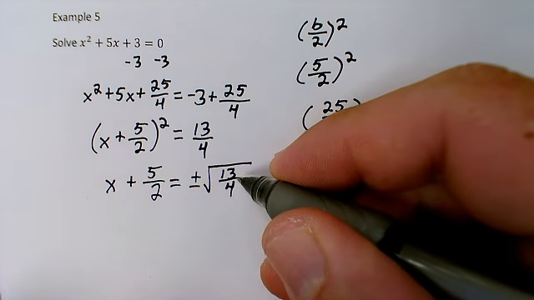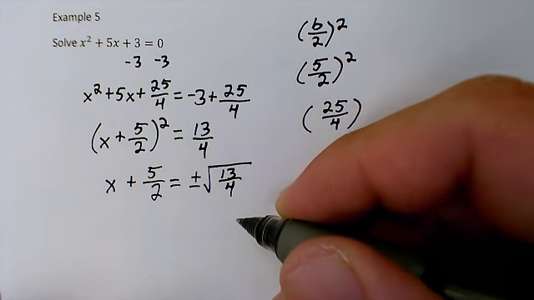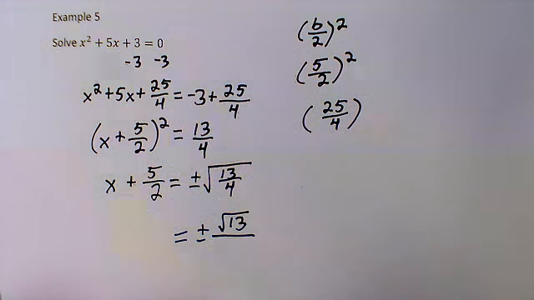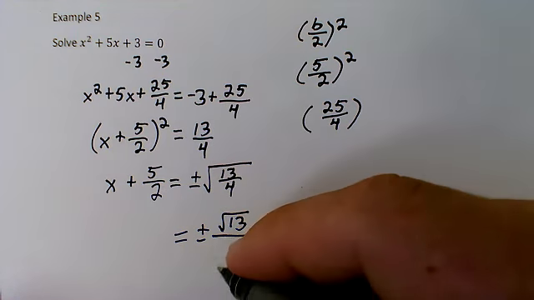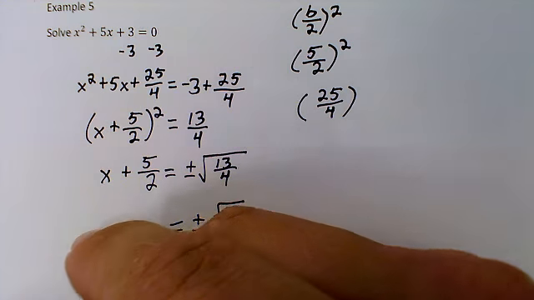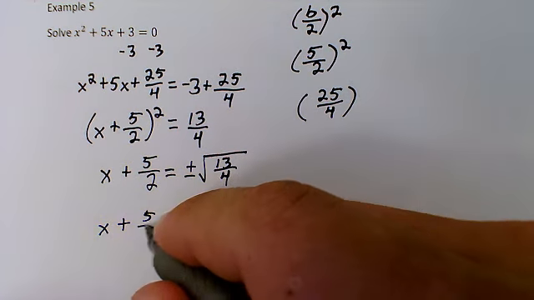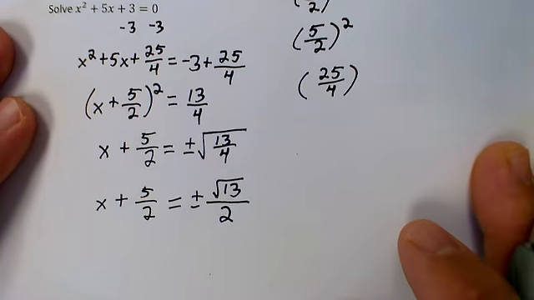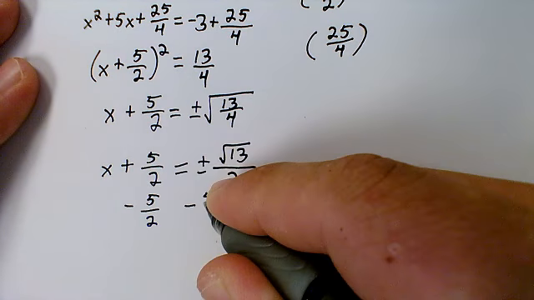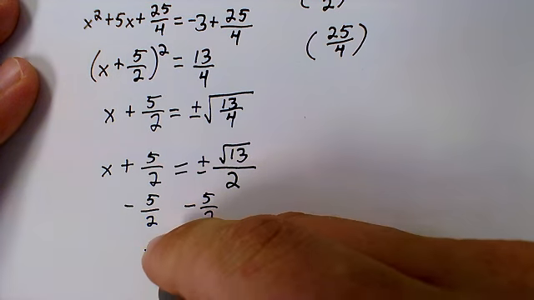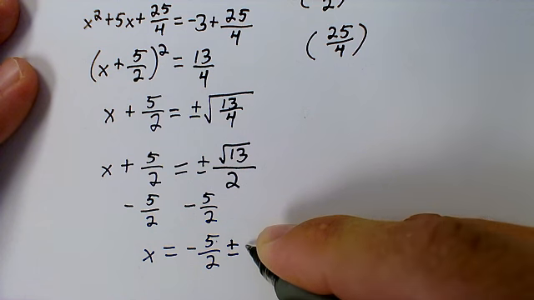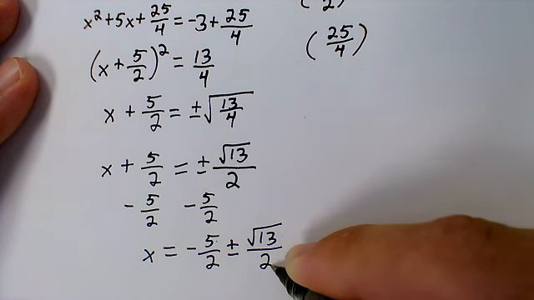Next, I'm going to simplify this. I cannot square root 13, nor can I simplify it at all, but I can square root the 4 that's on the denominator. So here's how I'm going to write that. I'm going to have the square root of 13 on the numerator, and 2 on the denominator. And I have x plus 5/2 still. I have one final step, and that is to subtract 5/2 from both sides. So x equals negative 5 halves plus or minus the square root of 13 over 2.